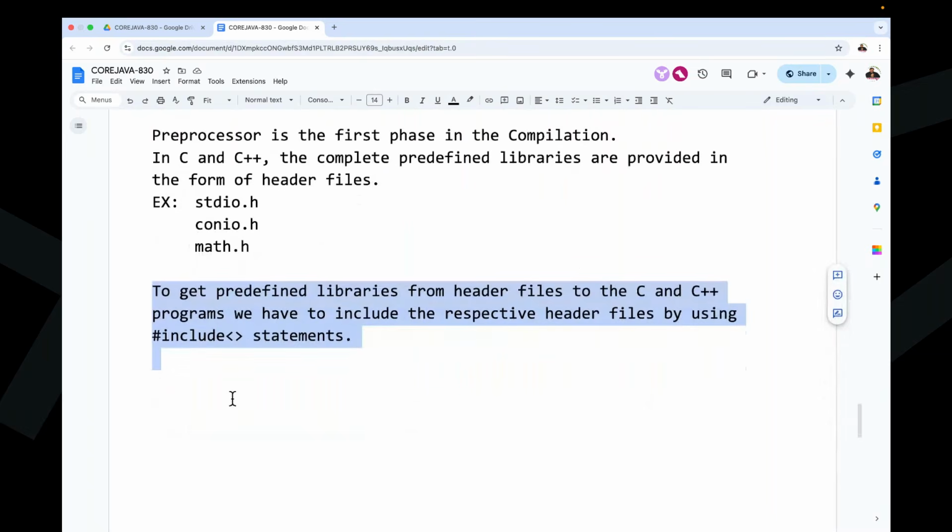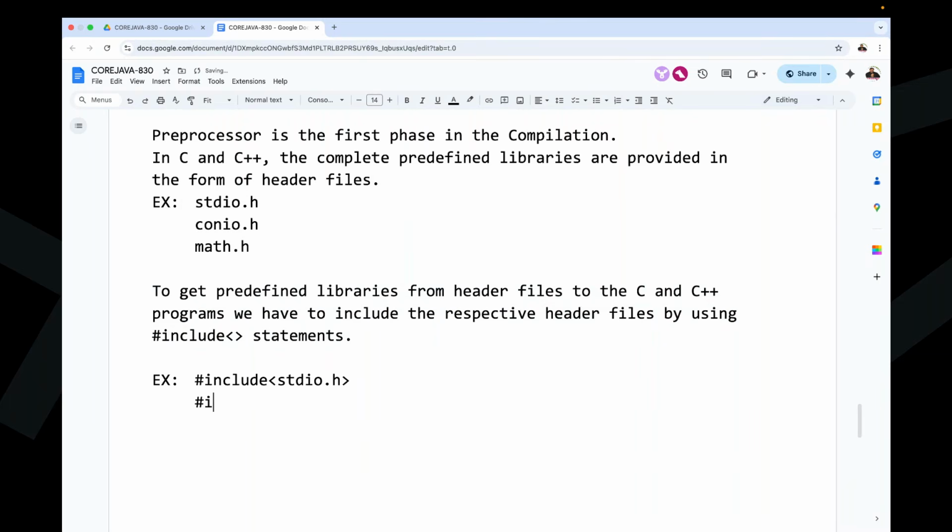Right, so now here I'm going to give some examples. Observe carefully. Now all of you understand it. Examples are like hash include stdio.h, hash include conio.h, hash include math.h. Hash include stdio.h, hash include conio.h, and hash include math.h. Got it? Right, so in that way we are able to provide these things.